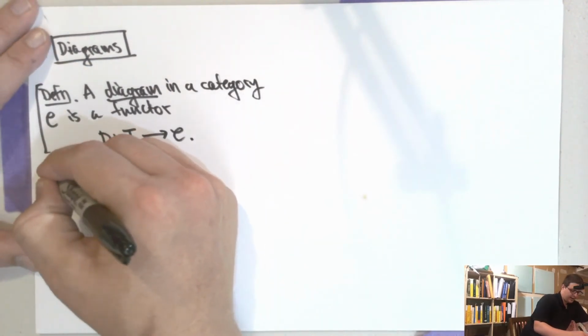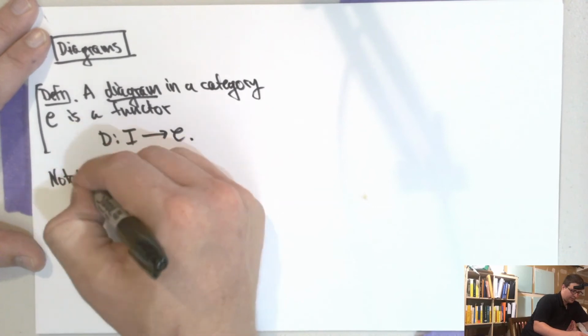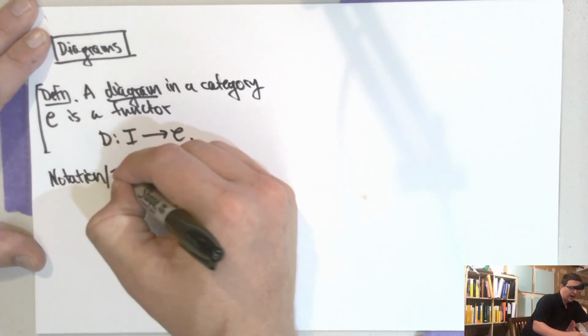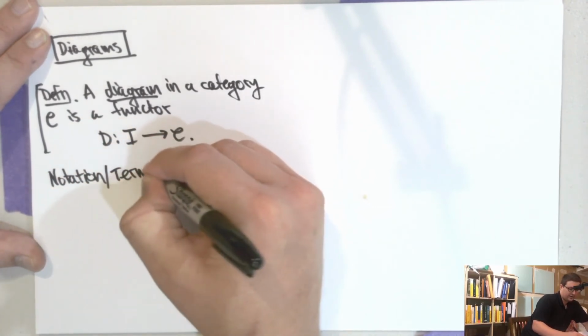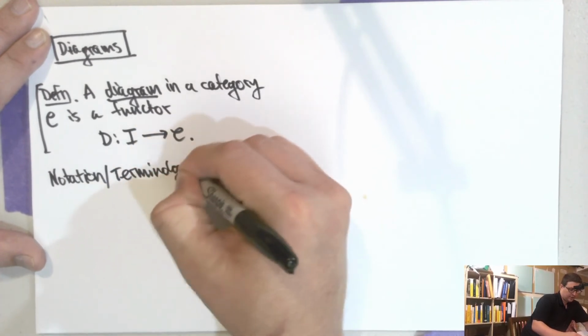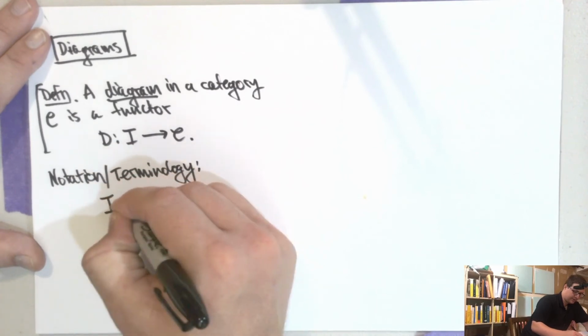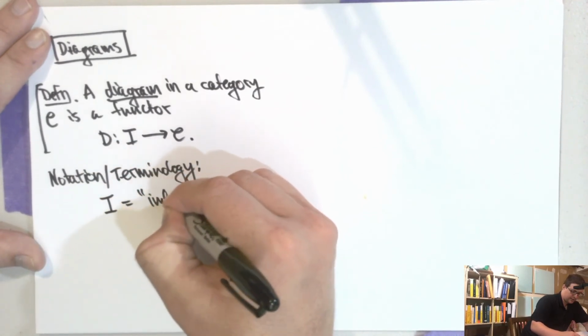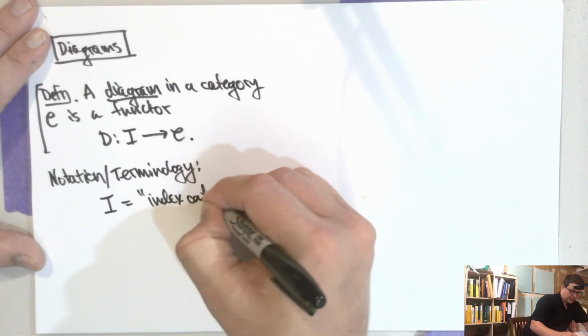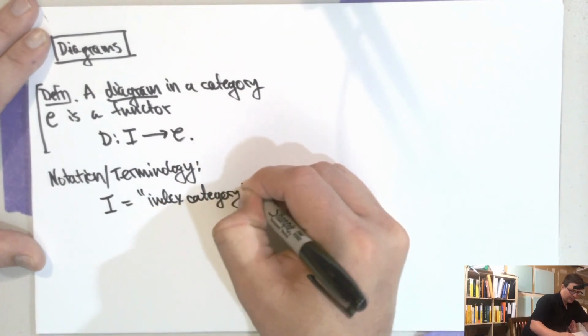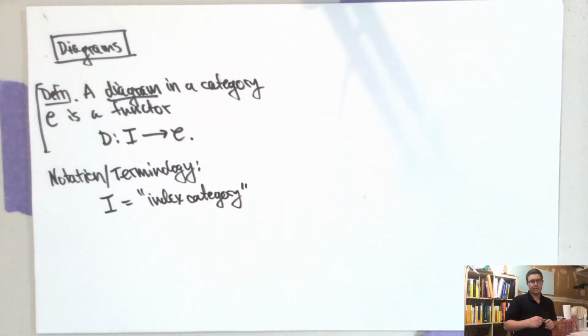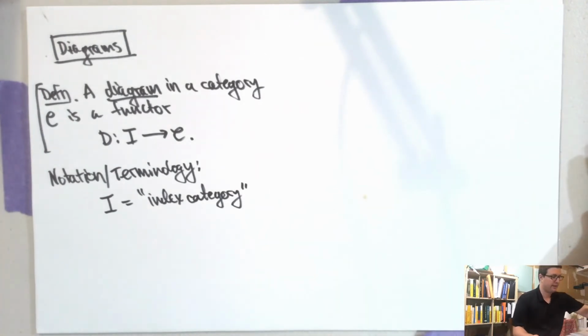And so there's some notation or terminology. We call I the index category. I is sometimes called the index category, and we care about its cardinality a lot. We care about whether it's finite or not finite or whatever. So let me do some examples.